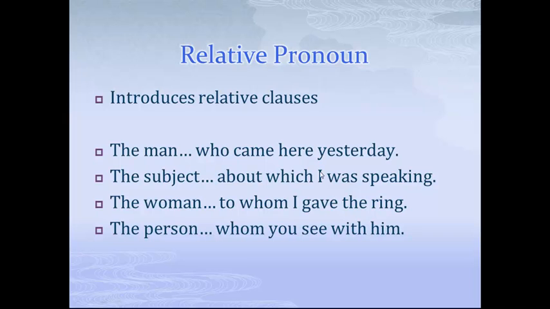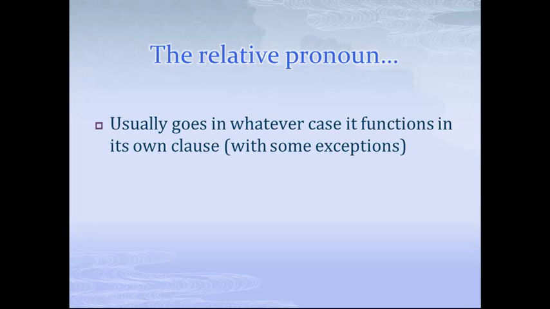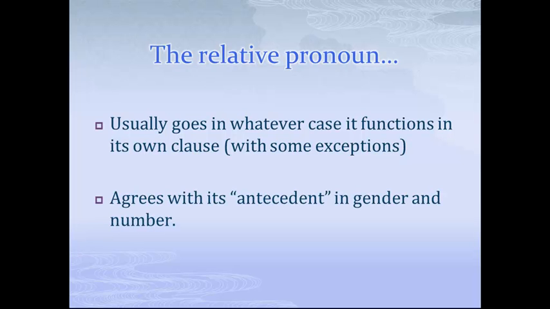In fact, the relative clause is really functioning like an adjective, isn't it? To tell us about the man, or the subject, or the woman, or the person. The thing it's telling you about is called the antecedent, the thing that falls before. And so normally a relative pronoun, the case will be decided by how it's functioning in its own world, in its own clause. However, it will agree with its antecedent in gender and number, because that's identity, right?